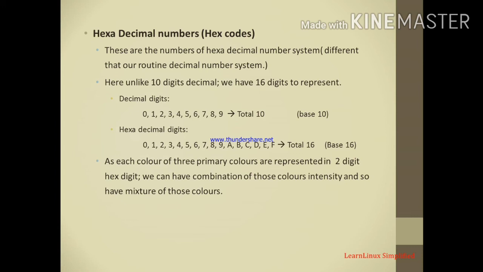For example, body bg color equals hash 001A5D. Here 00 will represent red color, 1A will represent green color and 5D will represent blue color. Here 00 means there will be no red color, 1A means a certain intensity of green color and 5D means a certain intensity of blue color. So we will have a mixture of green and blue color.